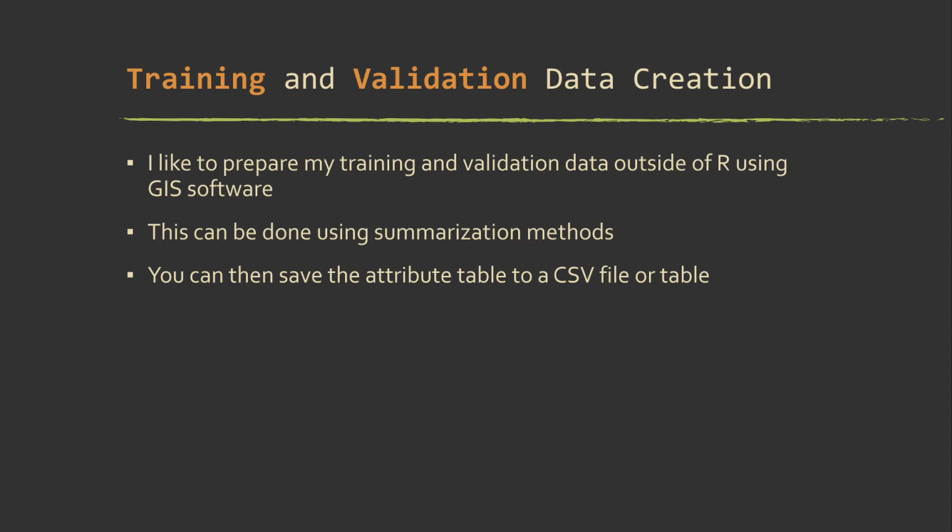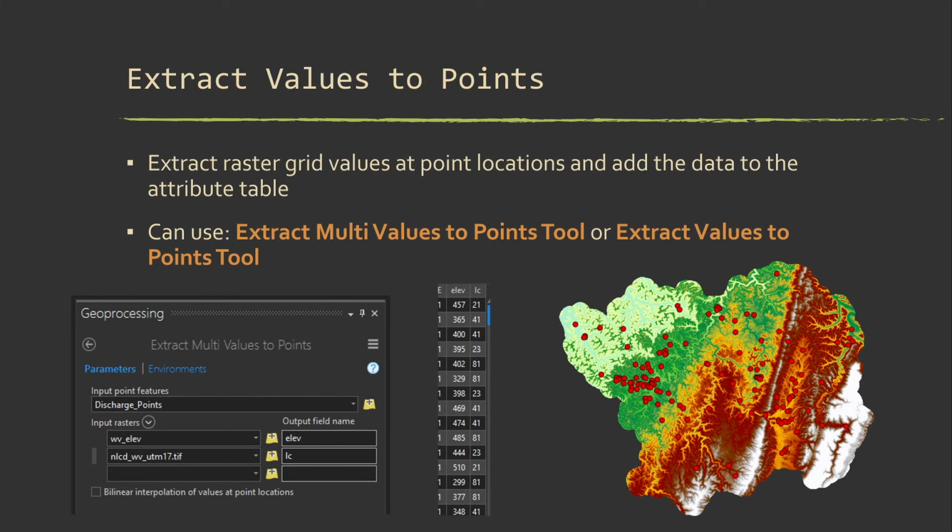Here are just a couple notes on creating training and validation data. Again, I prefer to do this work outside of R in GIS software like QGIS or ArcGIS. There are different methods to collect values or summarize on different aggregating units or points. Generally what we end up with is a table that's going to have the thing we're wanting to predict, so our dependent variable, and then all of our predictor variables that were extracted from our feature space or raster grids, so image bands, elevation derivatives, whatever. That's generally going to be a CSV file, comma separated values, or some type of table.